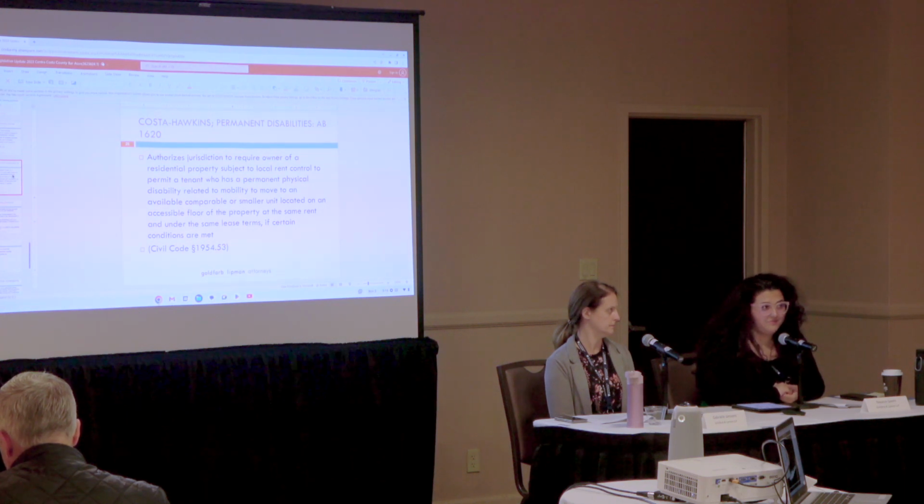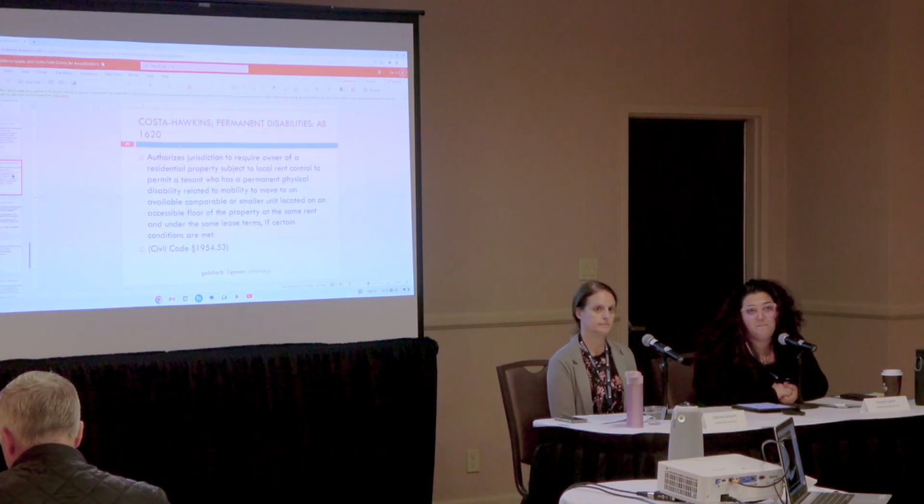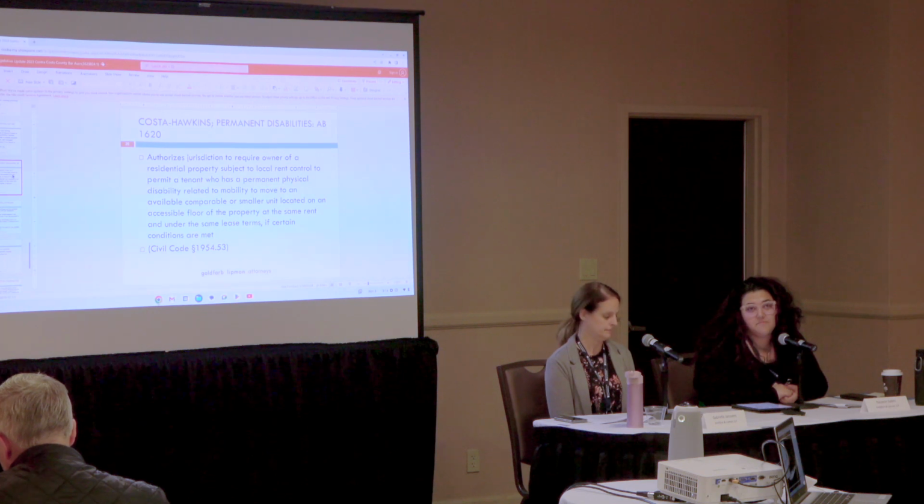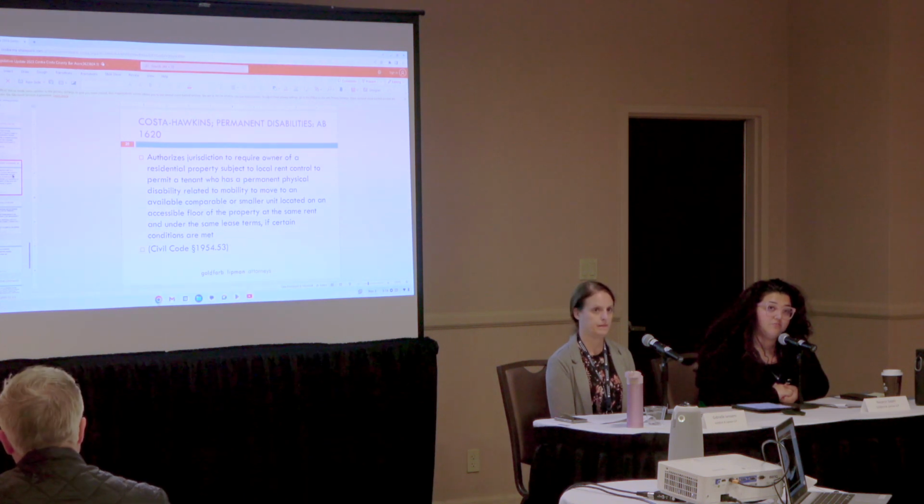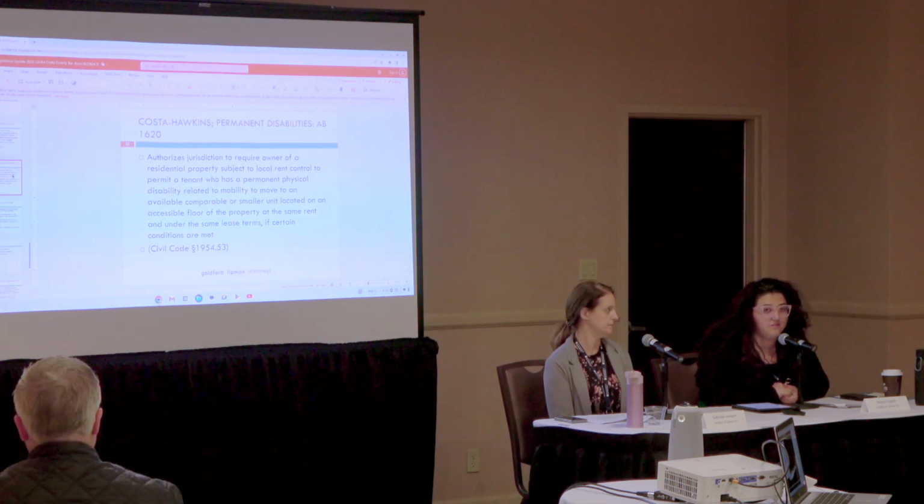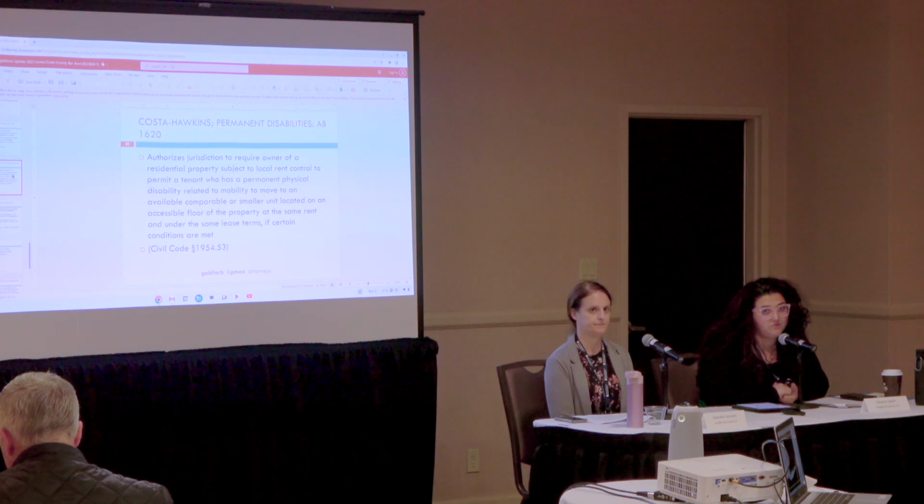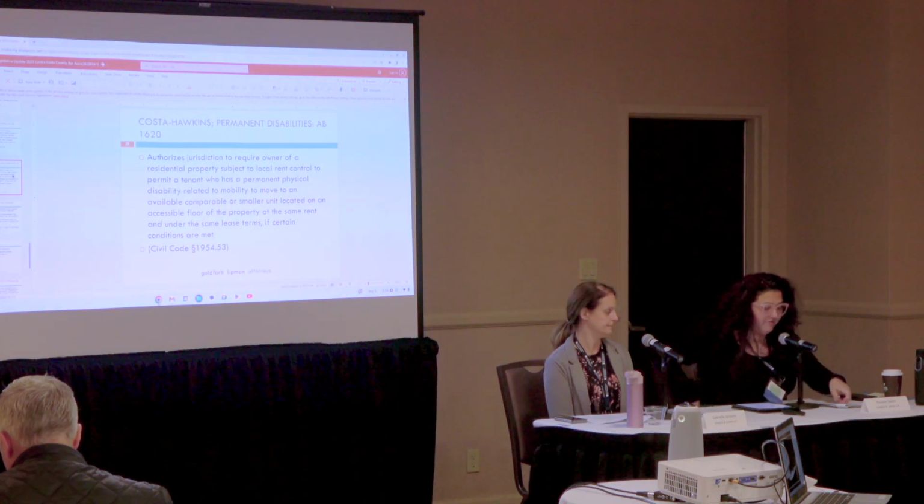But what if the only one available is a 3-bedroom when the disabled tenant is occupying a 2-bedroom? Yeah, so it says available comparable or smaller unit. If it's not comparable, which typically means same number of bedrooms and bathrooms, so. But if the new one's bigger, we could talk about a rent increase. Yes, I think there's an argument there that you could change the rent if it's a bigger unit.